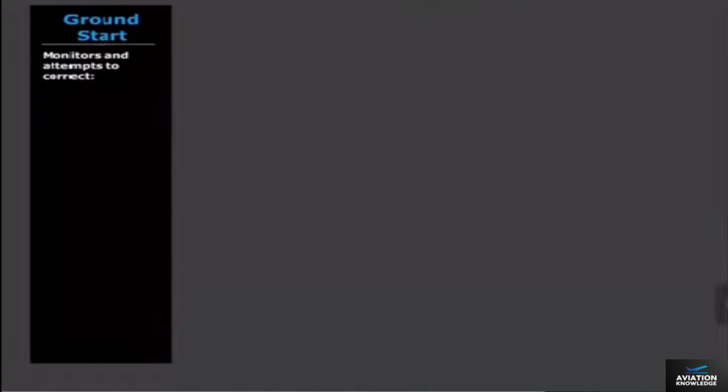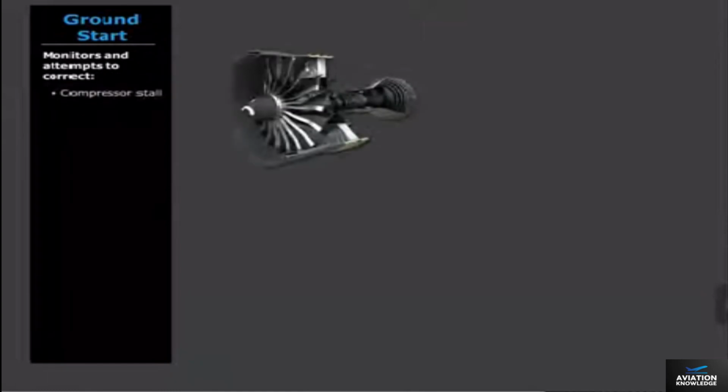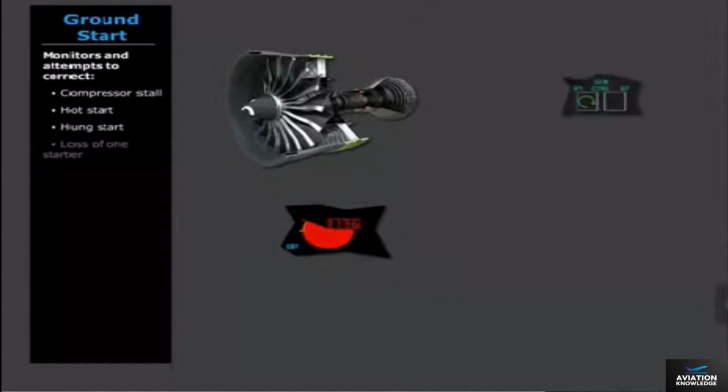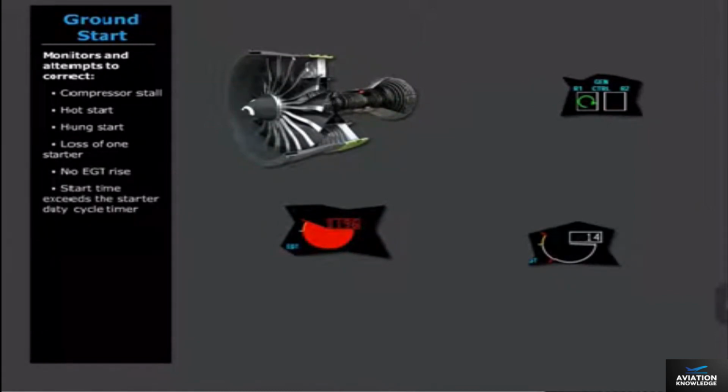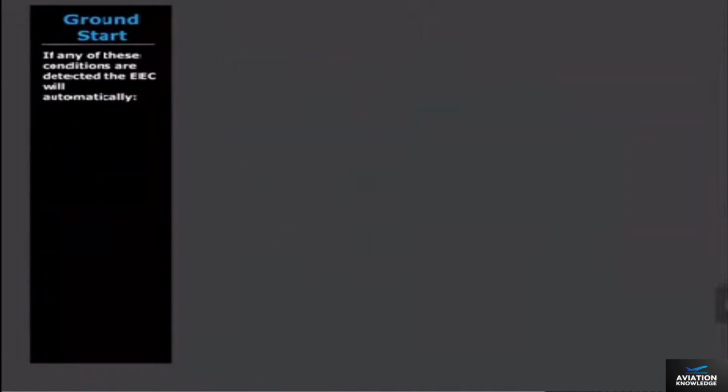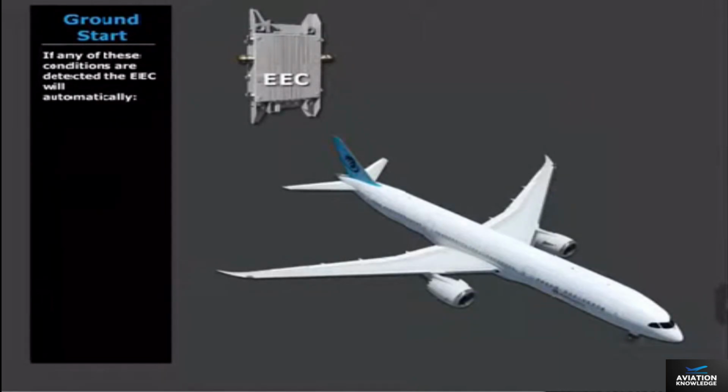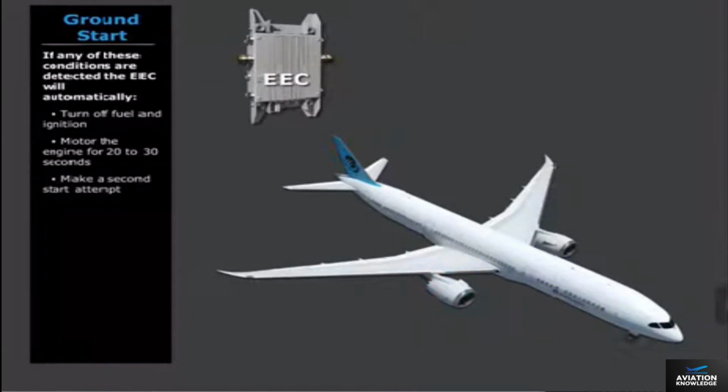The auto start system monitors engine parameters and attempts to correct the start for any of the following: compressor stall, hot start, hung start, loss of one starter, no EGT rise, and start time exceeding the starter duty cycle timer. If any of these conditions are detected, the EEC will automatically turn off fuel and ignition, motor the engine for 20 to 30 seconds, then make a second start attempt. This second attempt uses a reduced fuel flow and turns on both igniters.